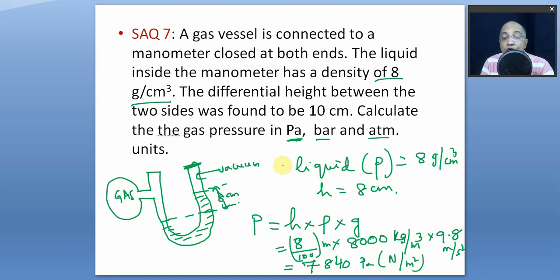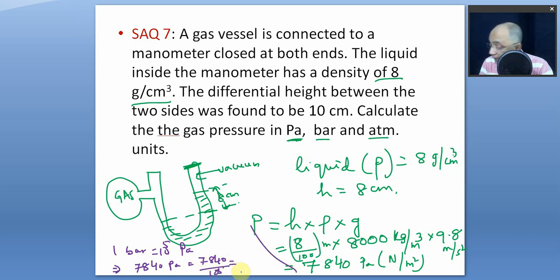So one part is over. The pressure exerted by this enclosed gas is 7840 Pascal. Then what is it in terms of bar? 1 bar is equal to 10 to the power 5 Pascal. So 7840 Pascal is equal to 7840 by 10 to the power 5. And that I am getting the value of 0.0784 bar.